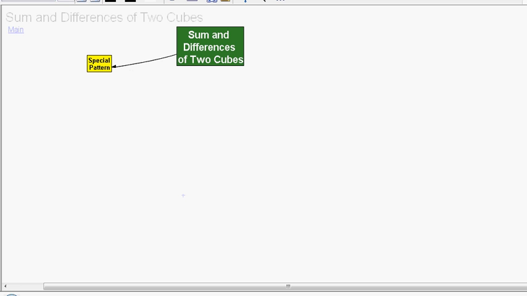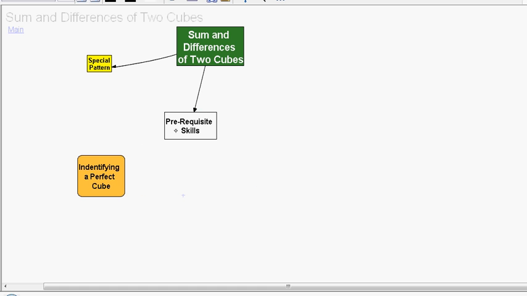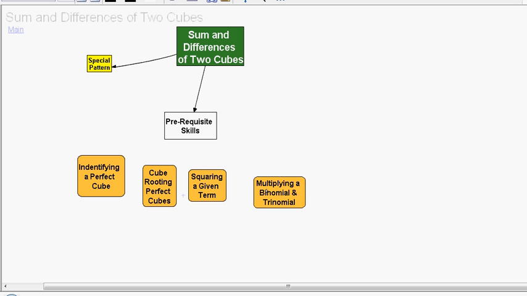Then we're going to take a look at some of the prerequisite skills for sum and difference of two cubes factoring. They are identifying a perfect cube, cube rooting perfect cubes. I'm going to spend some extensive time on that. That'll be the predominant part of this video. Then also squaring a given term, you'll need that skill. You should have it if you're already here.